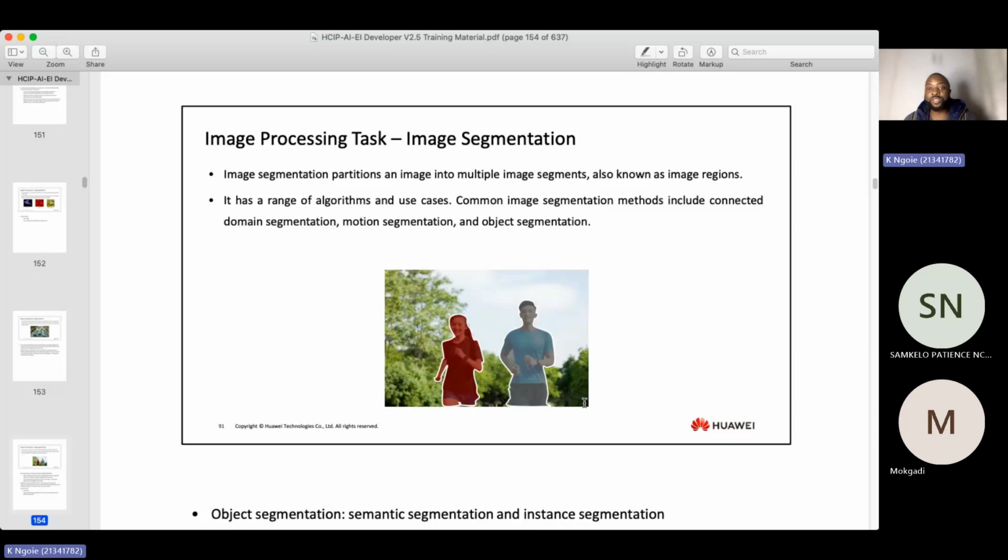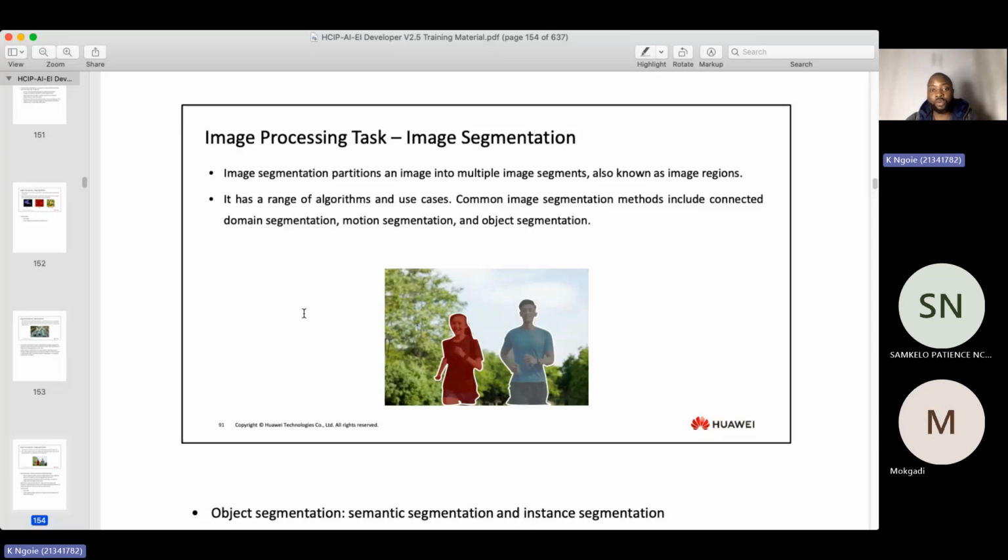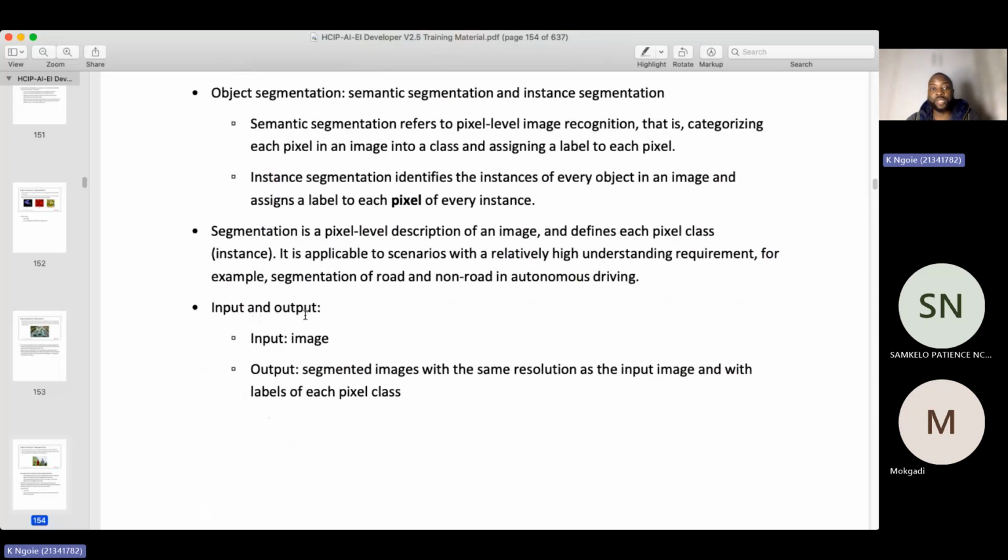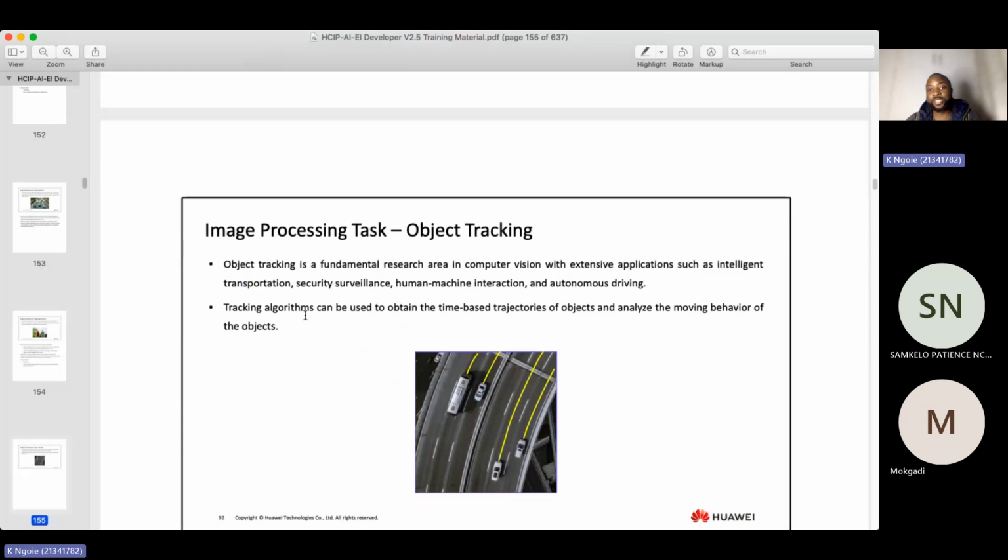So we have this region. We can easily say this region represents the background, and the background can be removed from the whole image. So that is the image segmentation.